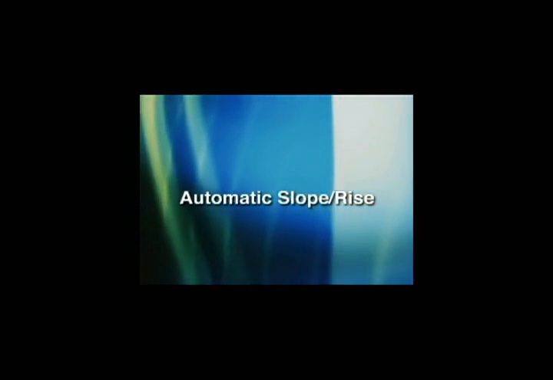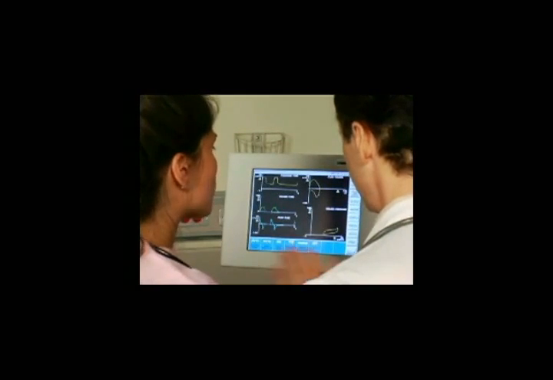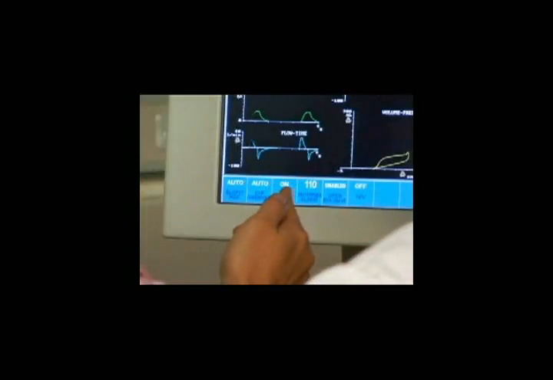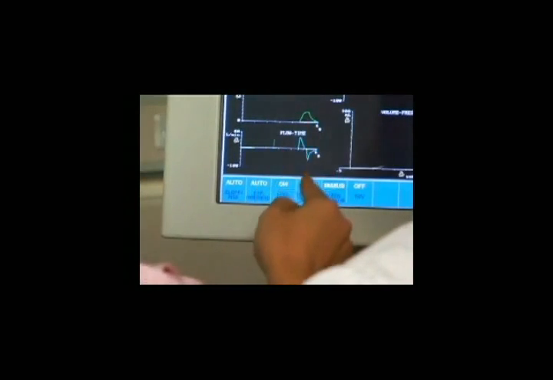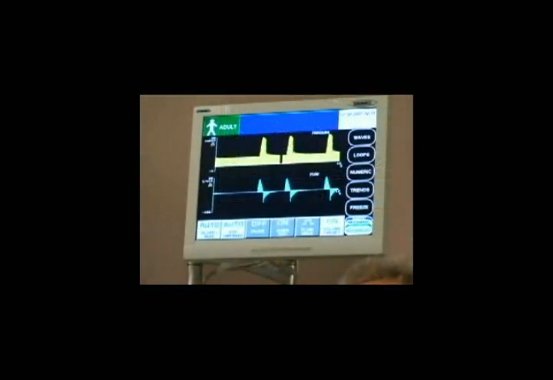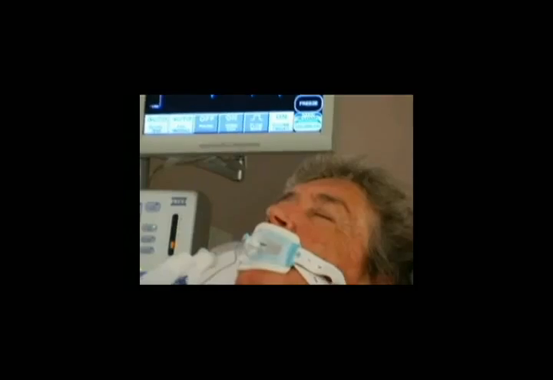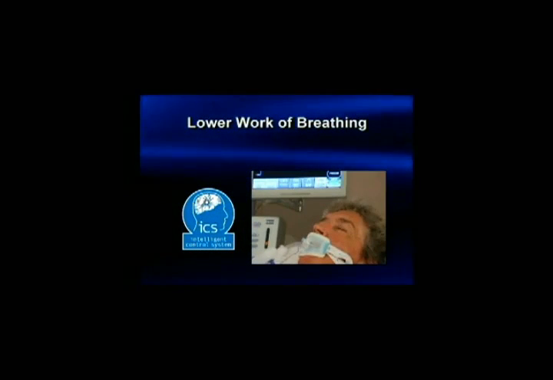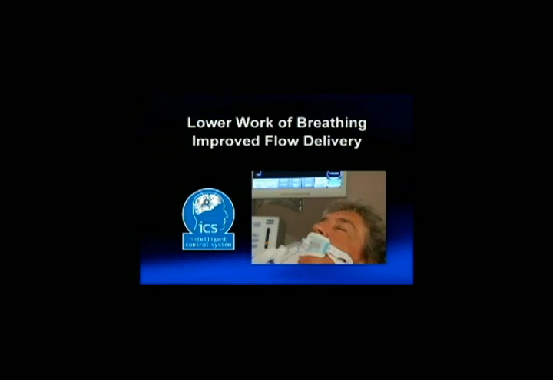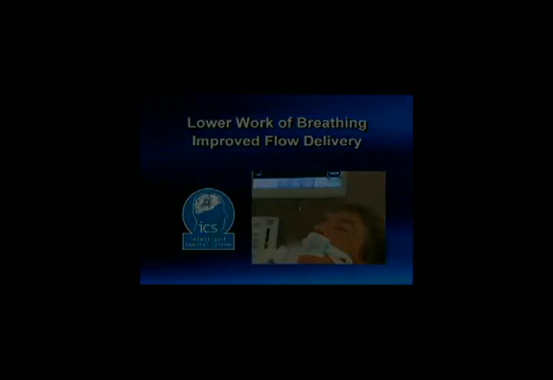Automatic slope rise. Newport Medical's automatic slope rise adjusts the flow delivery profile, breath by breath, in order to achieve a rapid pressure rise. By automating slope rise, we can simplify the job of the clinician at the bedside, while allowing patients to benefit from a lower work of breathing and an improved flow delivery, in spite of changing efforts or changing lung mechanics. Flex Cycle, automatic expiratory threshold.